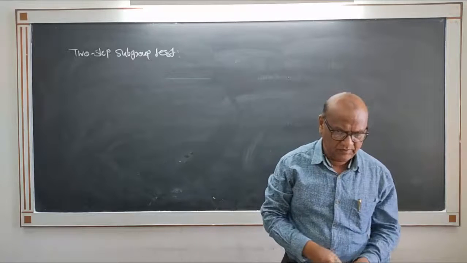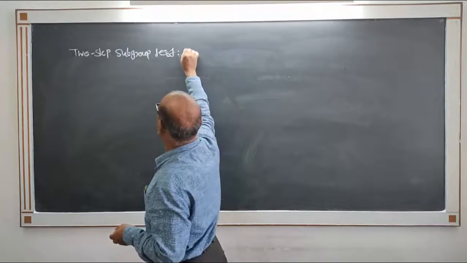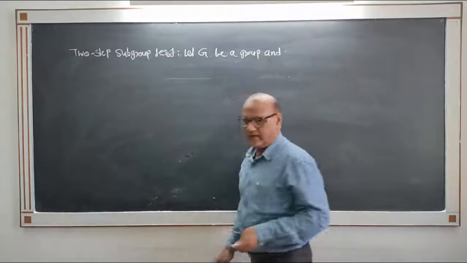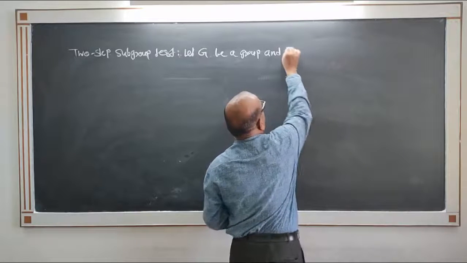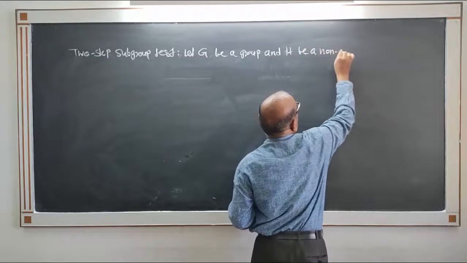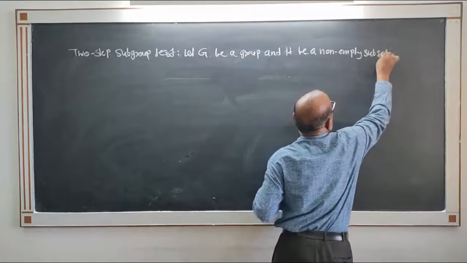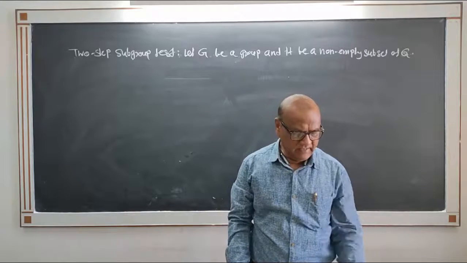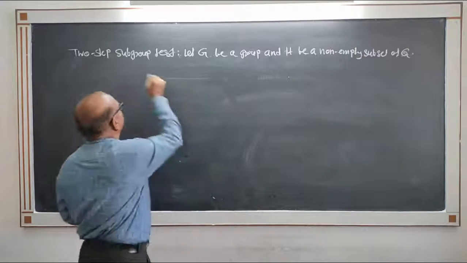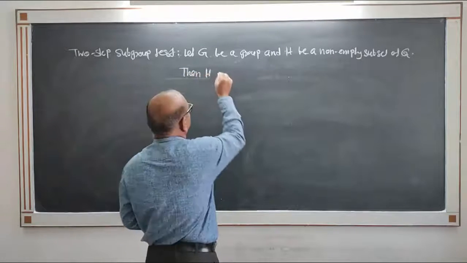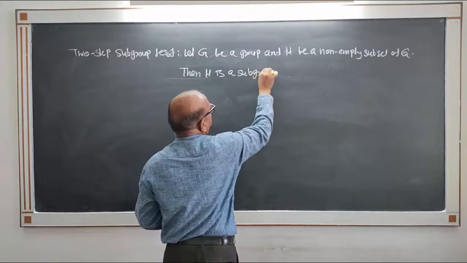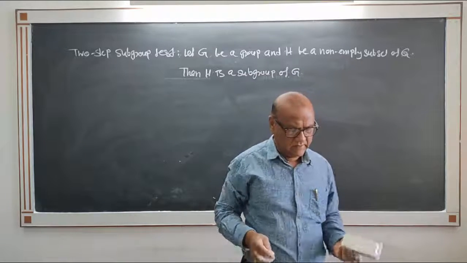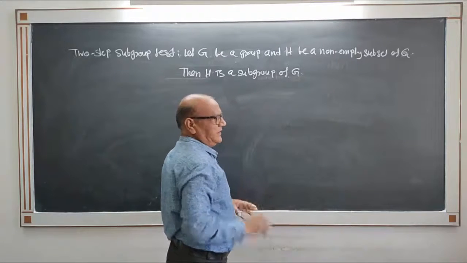Here, let G be a group and H be a non-empty subset of G. Then H is a subgroup of G if AB belongs to H whenever A, B belong to H.